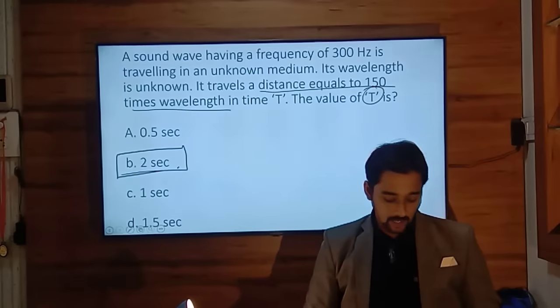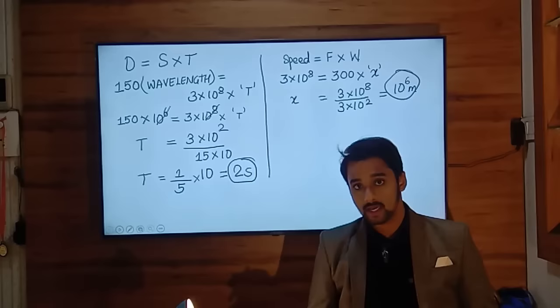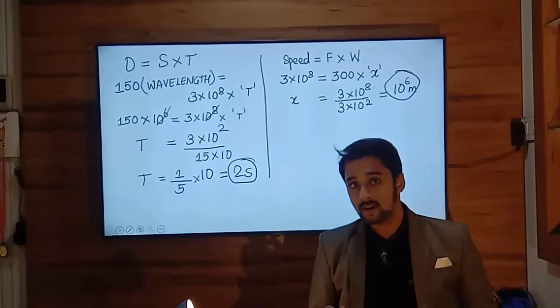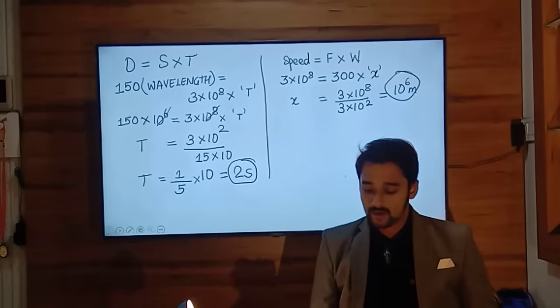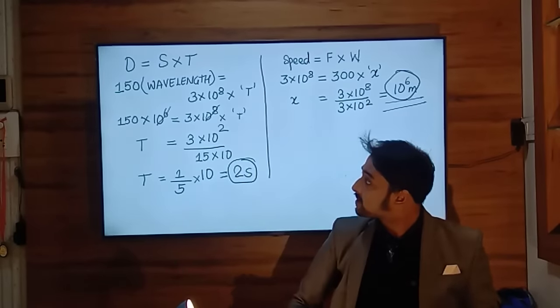150 times wavelength. So first we have found wavelength with the available information of frequency. Speed of sound was not given, you should know that. So we got wavelength of 10 raised to 6 over here. Substitute that there.